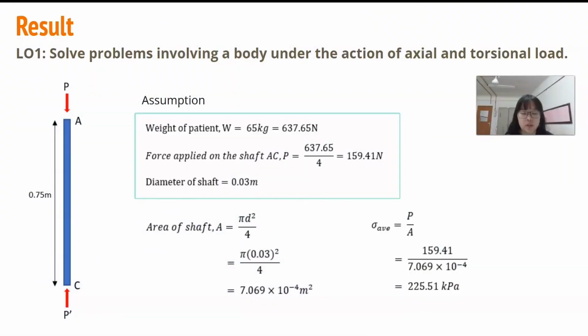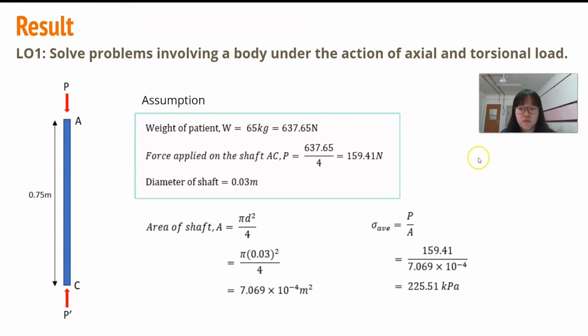Hi, I'm Jael and I'm going to discuss the results of LO1. For LO1, we want to solve problems involving a body under the action of axial and torsional load.